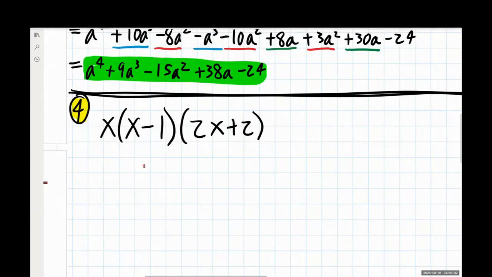Okay, number 4. I have 3 polynomials multiplying together. I have a monomial in front, I have a binomial in the middle, and I have another binomial at the very end. So I have 3 individual things that are multiplying together here, all of which are going to require that I use the distributive property to get to my final answer in their own unique way.